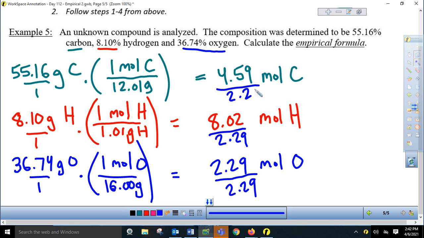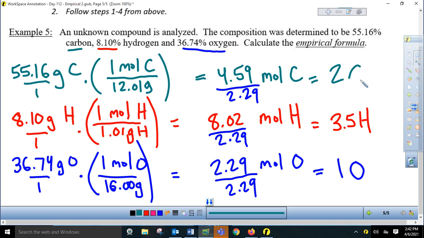And then we're going to try to establish the empirical formula here. So 2.29 divided by 2.29 is 1. So we got 1 oxygen in our empirical formula. Look here for hydrogen. Hydrogen, that's roughly about 3.5. 8.02 divided by 2.29 is about 3.5 hydrogens. And then carbon, this is really close enough that we can round to 2.